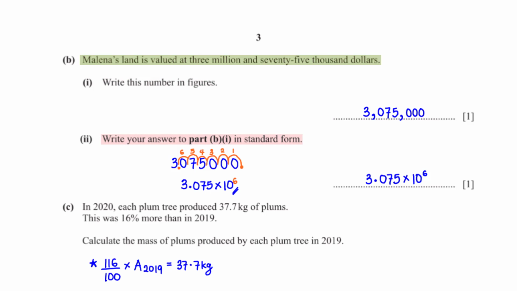Write your answer to part b(i) in standard form. To write the number in standard form, we move the decimal point at the end of the number to a position after the first non-zero digit, which is 3. So we have 3.075. Since we moved the decimal point 6 units to the left, we multiply 3.075 by 10 raised to the power 6.